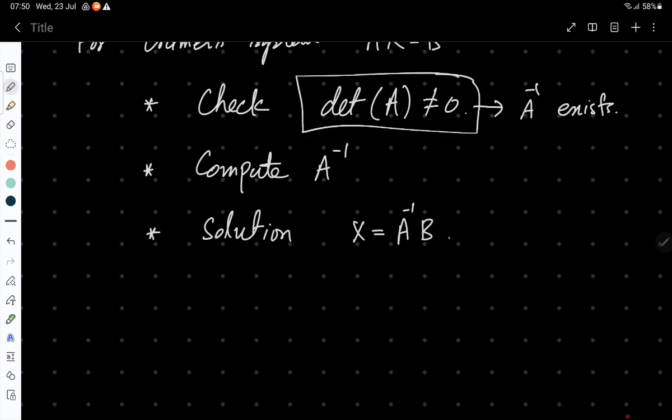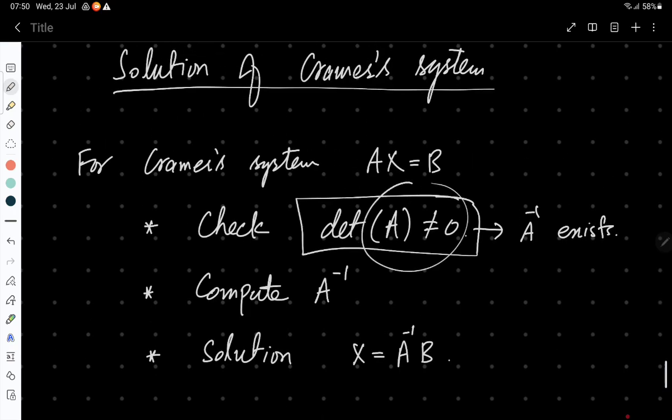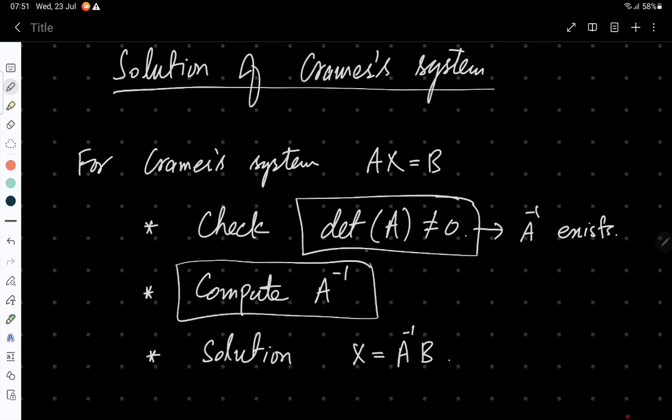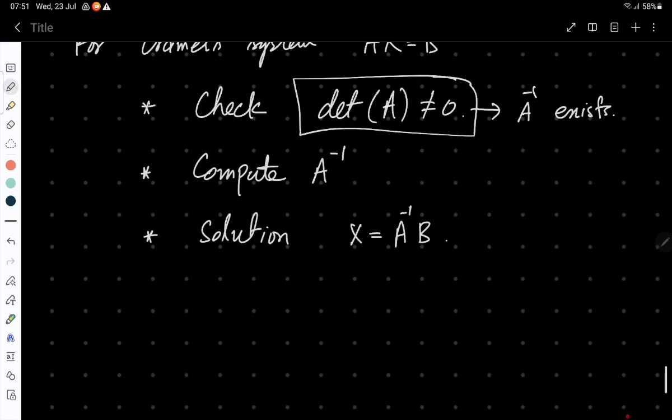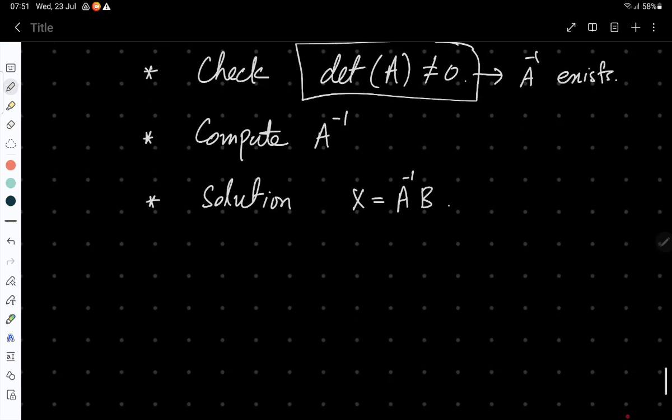This is the multiplication. So first of all, you will check whether the determinant is 0 or not. Sorry, if it is non-zero, then you will go to the next step. If it is 0, then it is not a Cramer system. You cannot proceed with this method. So if it is non-zero, you will find the inverse of A. If you have found the inverse of A, then you will multiply the inverse of A with B in this way. Then you will find X. This is the method to solve the Cramer system.